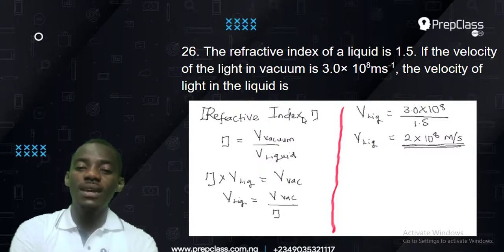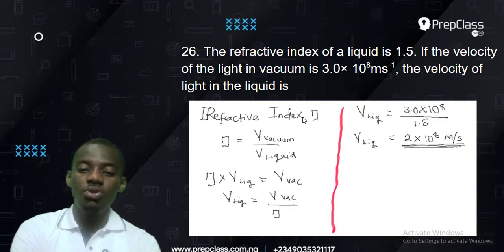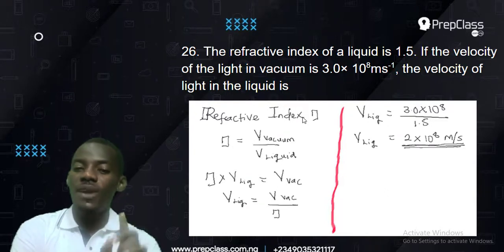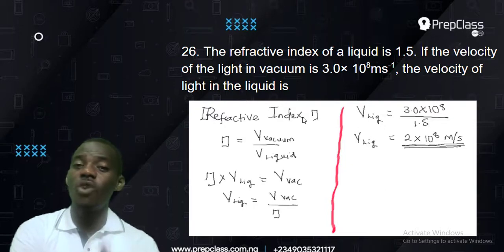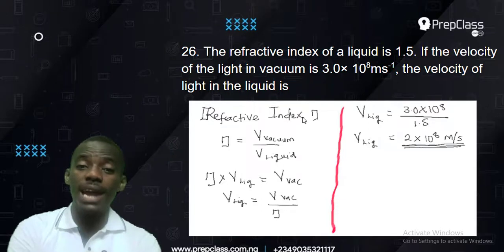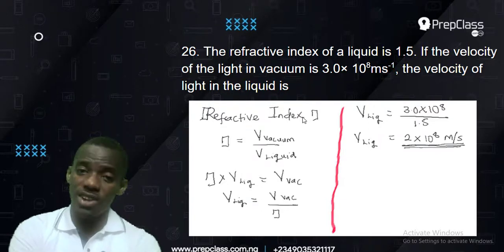Now we have to find the velocity of the liquid. So making the liquid velocity the subject of the formula by cross multiplying, you have velocity of liquid is equal to velocity of vacuum over the refractive index. Is that clear now? Now don't forget that formula. Refractive index is equal to velocity of vacuum over velocity of liquid, or refractive index is the sine of incident over the sine of refraction. If you know that formula, then you've really understood a lot about questions on refraction.